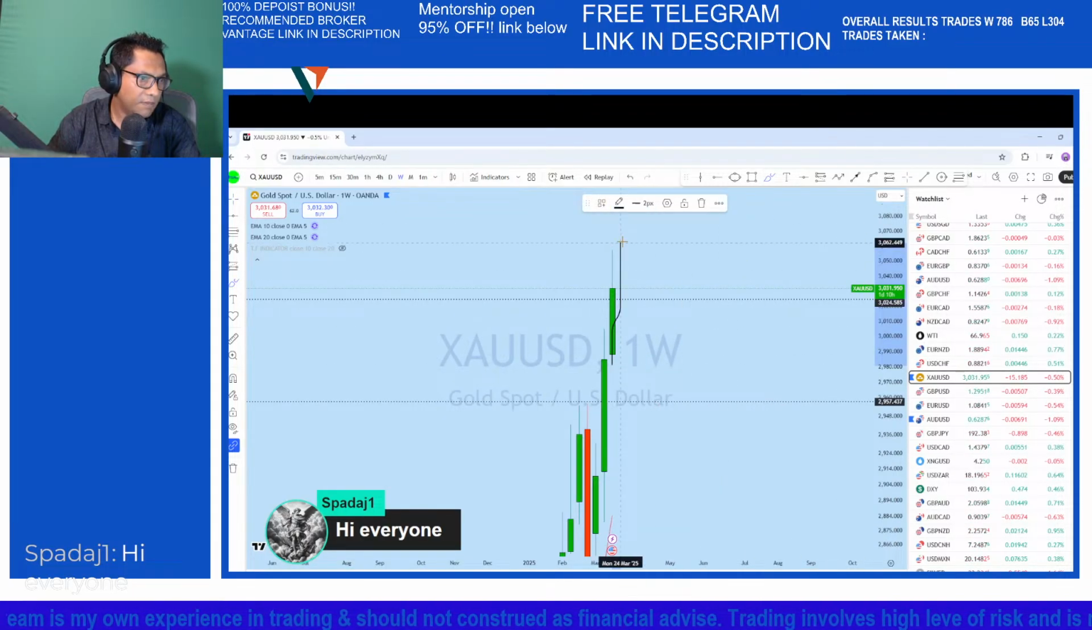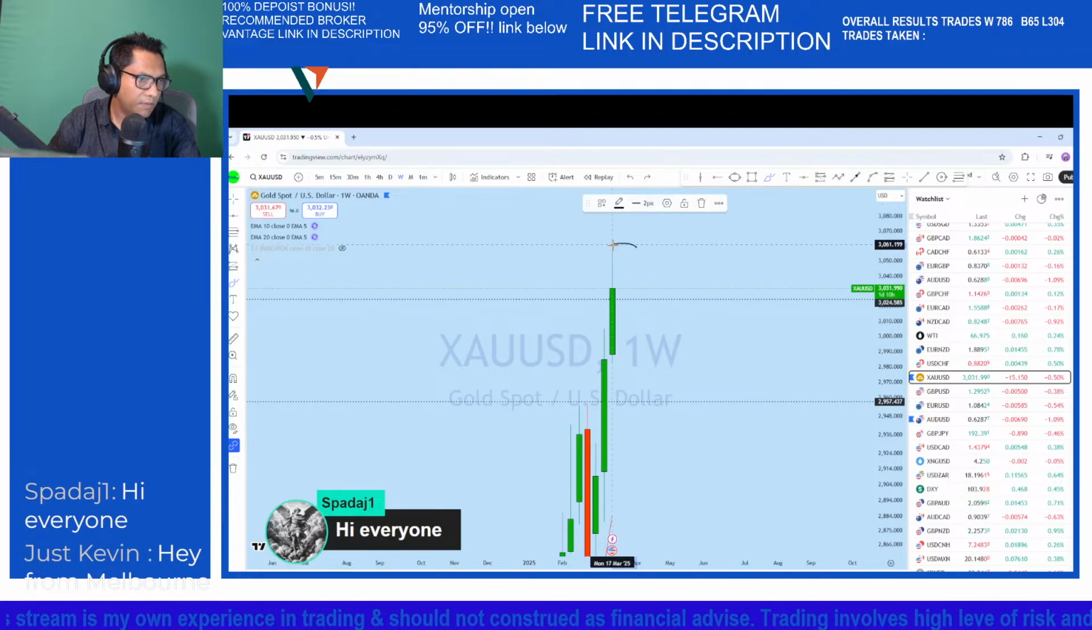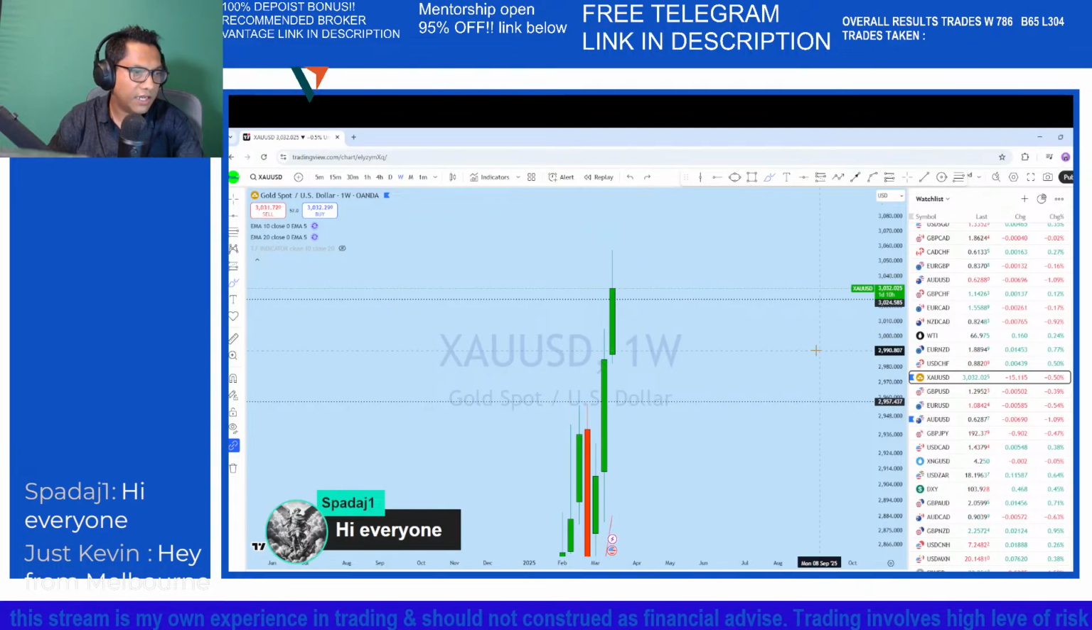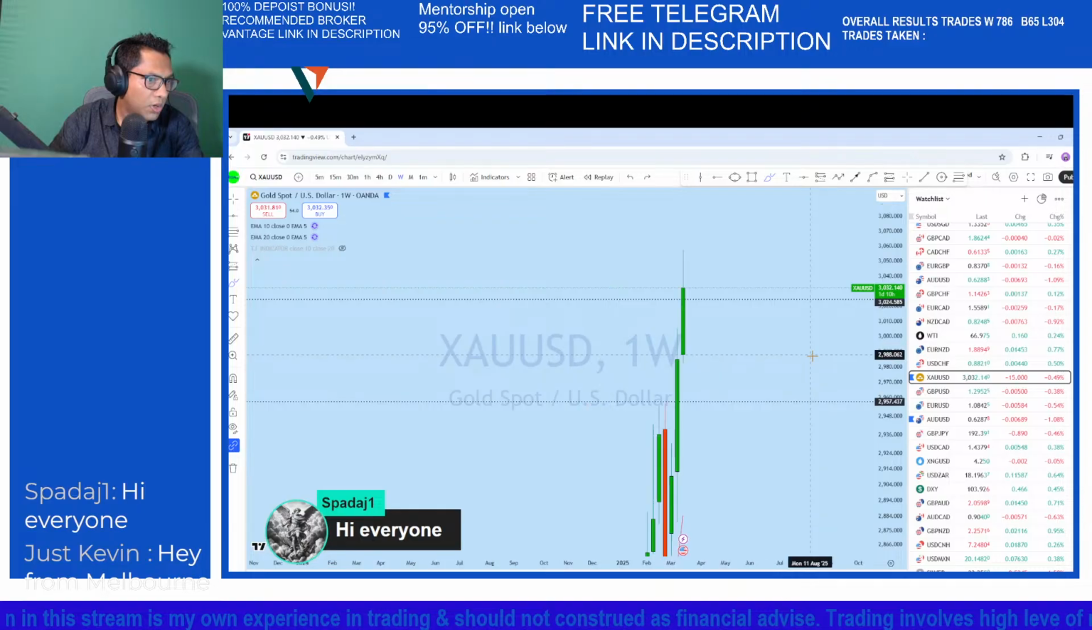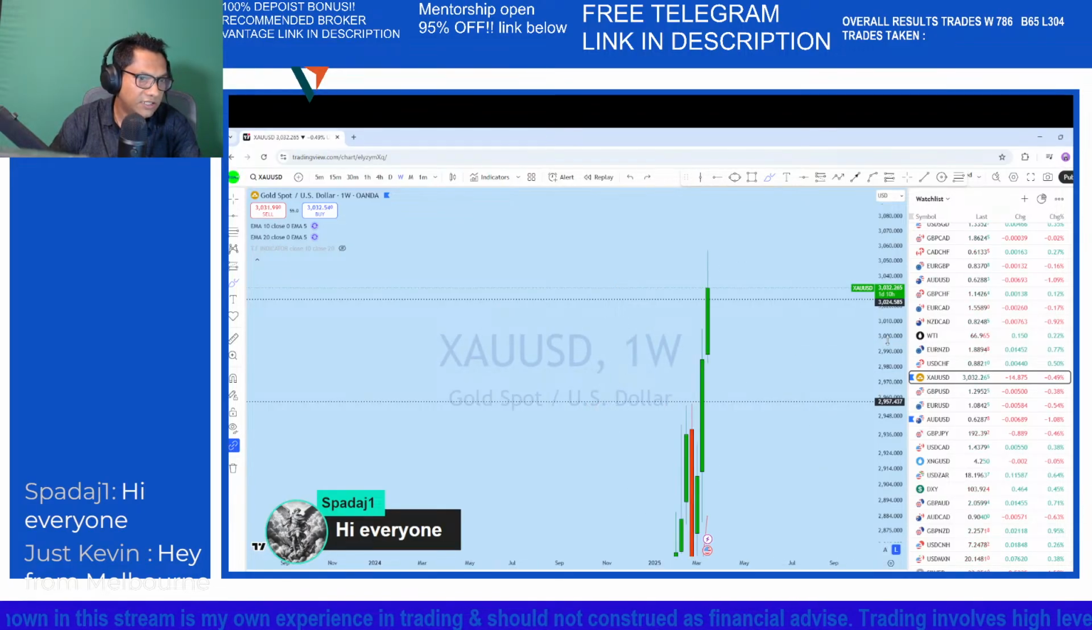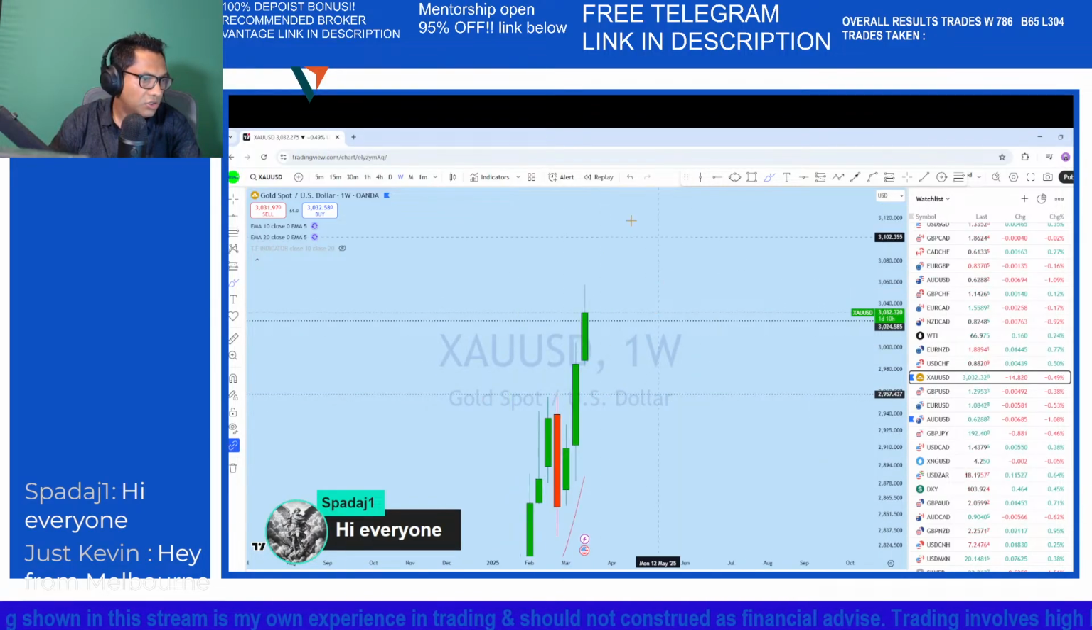This is the weekly impulse, a very strong weekly impulse here, and with that weekly impulse, what we can see is the market is in fact in a stronger trend.